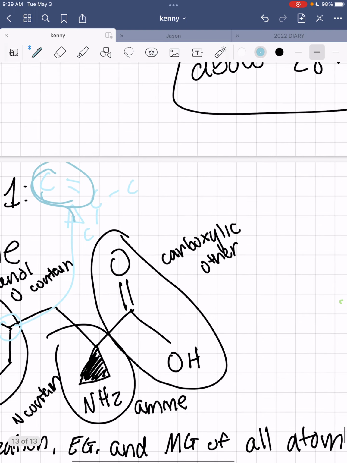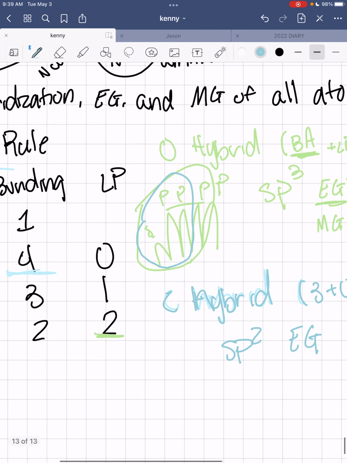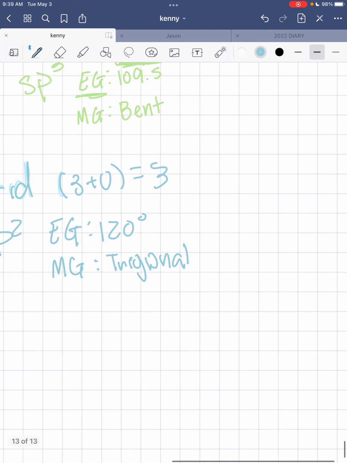How many electron groups are there? There's 3 electron groups: 1, 2, 3. 3 means an angle of 120. And the molecular geometry, if there's 3 atoms instead of a lone pair, would be trigonal planar.